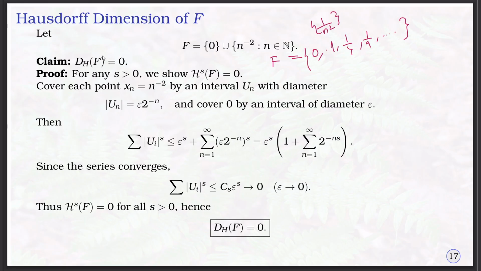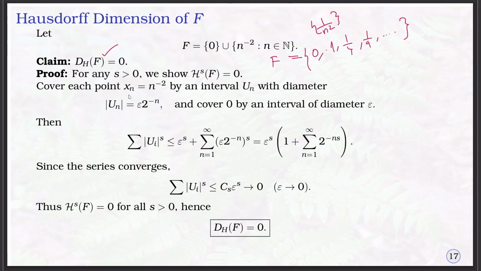We need to claim that the Hausdorff dimension of this set F equals 0. For any s greater than 0, we show that H^s of F equals 0. Therefore, we will get the Hausdorff dimension as 0.